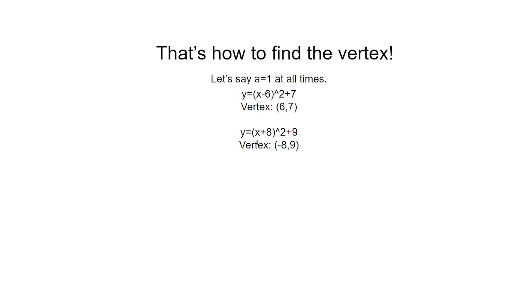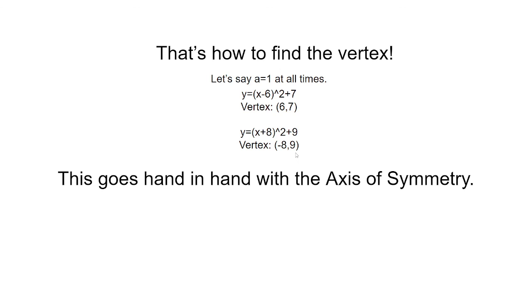And here we have y equals x plus 8 squared plus 9. Notice this has the plus there, so that would be negative 8 for the x and 9. This goes hand in hand with the axis of symmetry. As you can see, we have this equation here, y equals x plus 8 squared plus 9, so the axis of symmetry would be at the x part of the vertex. So the axis of symmetry would be negative 8.